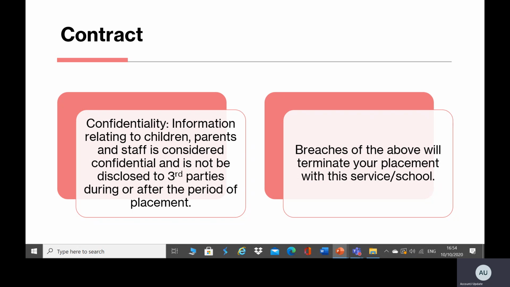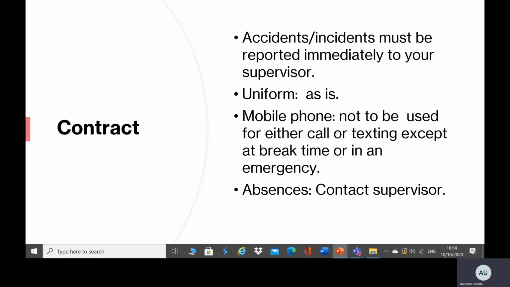And no names. Breaches of the above will terminate your placement with this service or school. So if you breach your confidentiality, that's you out the door, gone. So try not to do it. Now, you will also say accidents and incidents must be reported immediately to your supervisor. And yes, you must do that. So that's all you need to say there. Accidents and incidents, I will report immediately to my supervisor.